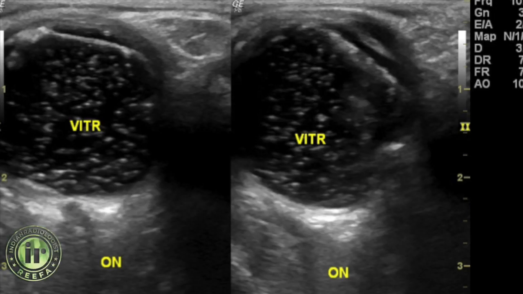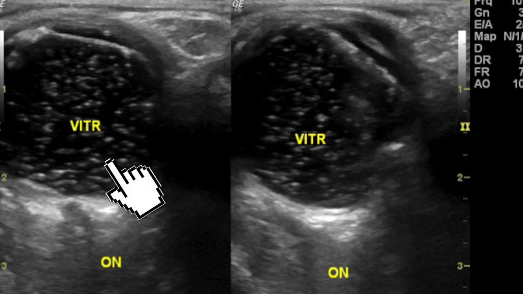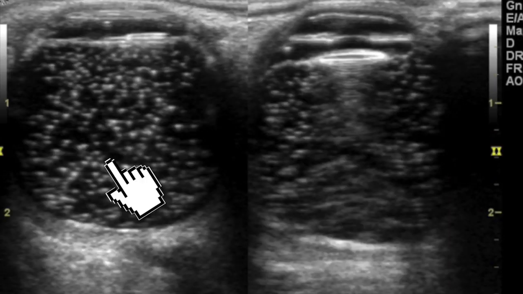Case 2. This elderly gentleman has a history of vitrectomy and an IOL implantation in the past, referred for diminished vision, and these are the findings. This is spot diagnosis. You see multiple tiny echogenic foci dispersed throughout the vitreous. I think you see it much better here. So what are we dealing with?